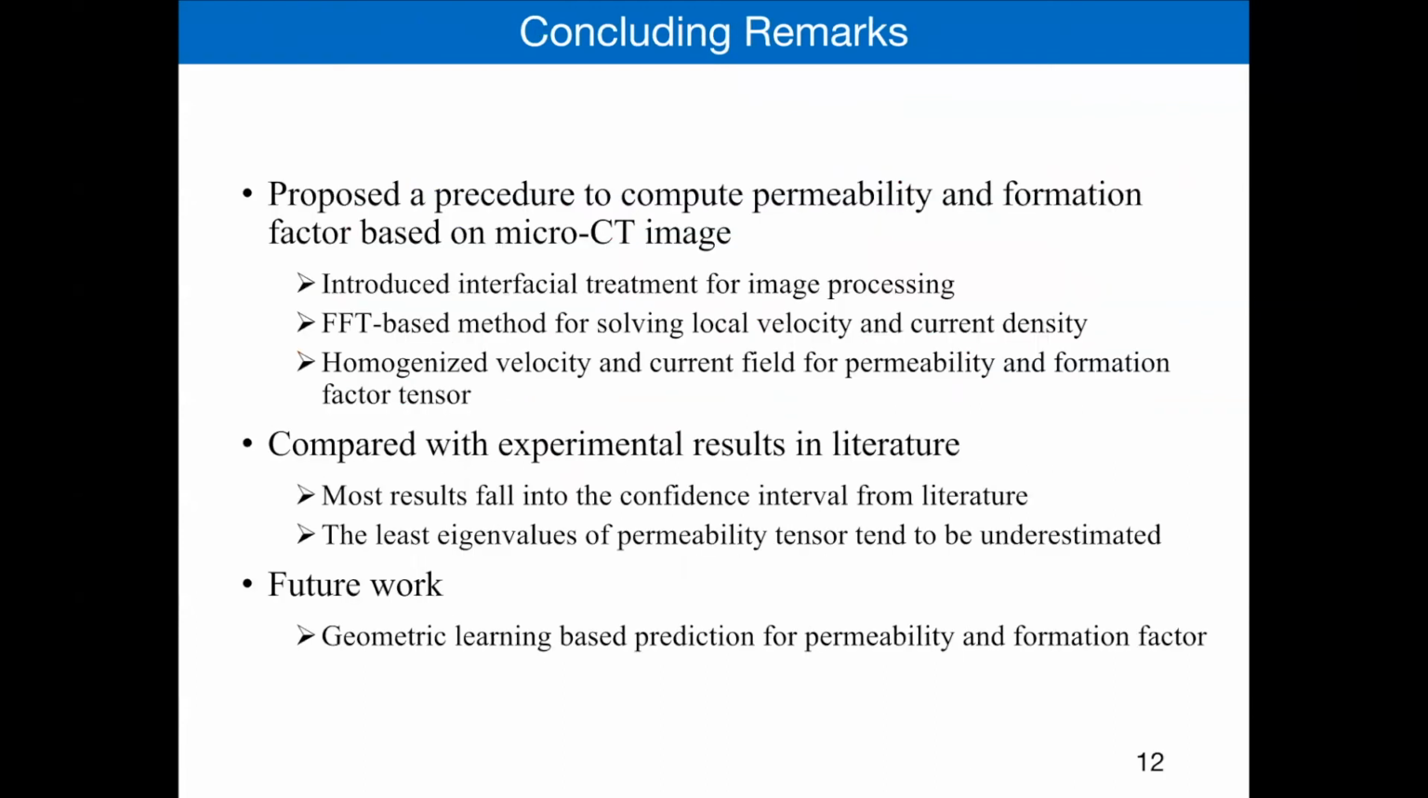In summary, we propose a procedure to compute the permeability and formation factor based on micro-CT images. We introduced the interfacial treatment for image processing, solved for local velocity and current field with FFT-based method, and homogenized velocity and current for permeability and formation factor. By comparing our results with experimental measurements, most of our results fall into the confidence interval, except for the least eigenvalues of the permeability, which tend to be underestimated.